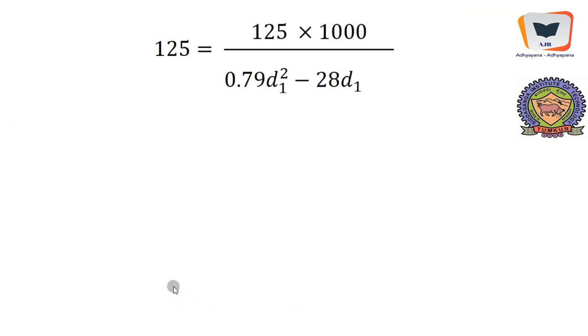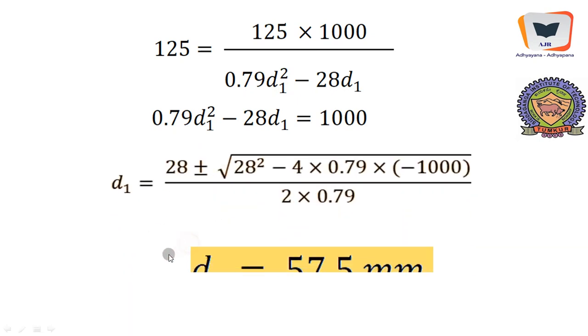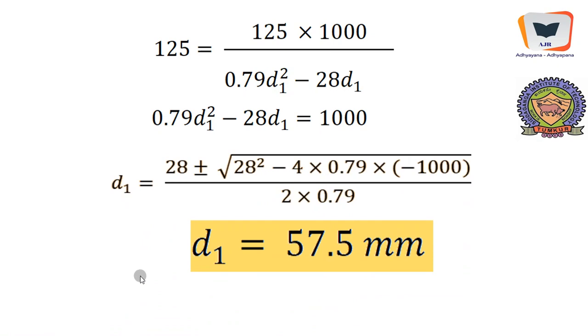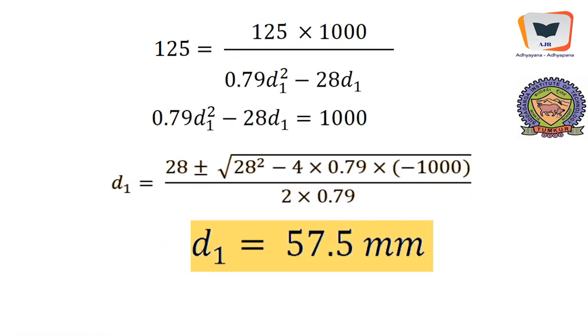Okay, and upon simplifying, we will substitute the allowable stress and this load, and we will get a quadratic equation in d1. When we simplify this, d1 happens to be 57.5 millimeter. Therefore, the diameter of the rod, considering the allowable stress and considering the hole that is being created, happens to be 57.5 millimeter.